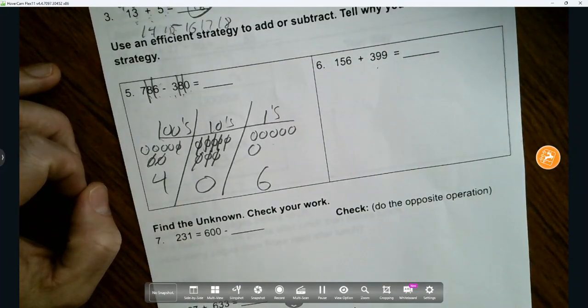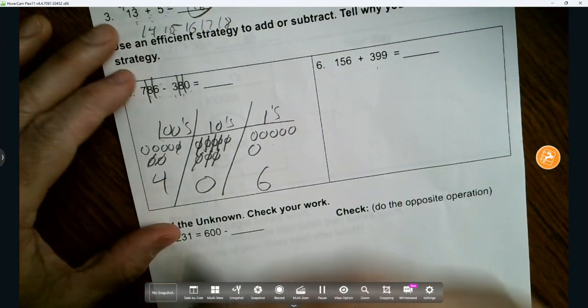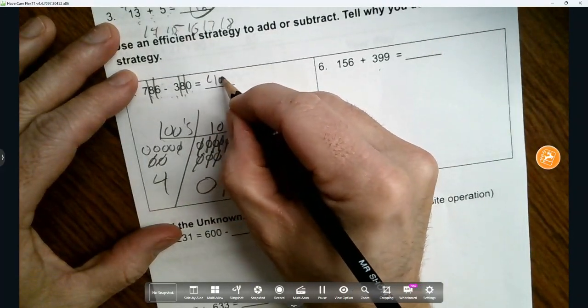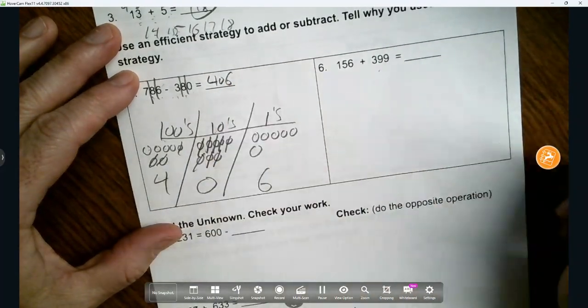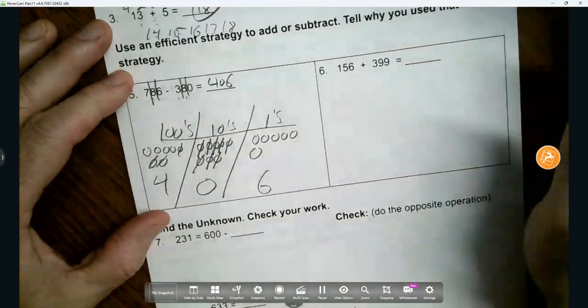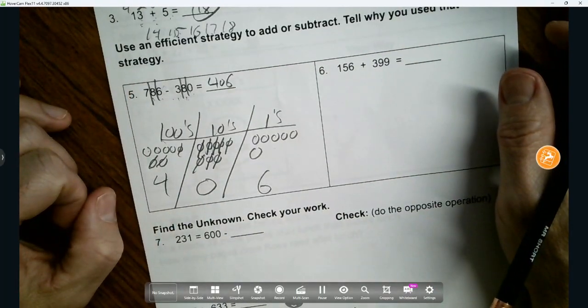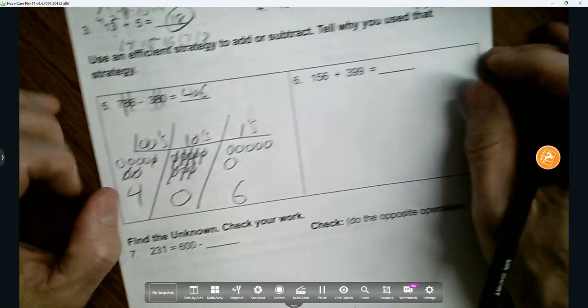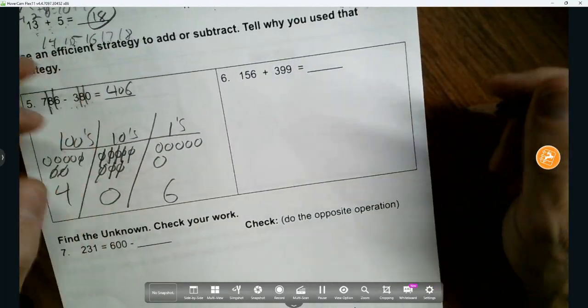406 left. You could do this another way if you want to do it where you stack it on top, the standard algorithm, or as I like to call it, OPM, old people math. Hey, whatever works for you and makes you happy, that's going to make me happy too. Let's look at number 6.